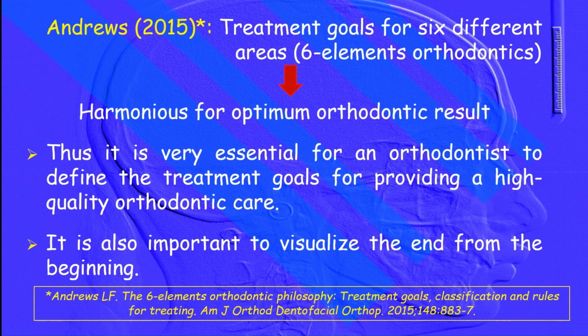In 2015, Andrews introduced 6-element orthodontics, which says that there are 6 different areas in the craniofacial region to be considered in the treatment goals. All 6 of these areas must be normal or in harmony for optimum orthodontic results. In other words, if these 6 different areas are not in harmony, then optimum results cannot be achieved. Thus, it is very essential for an orthodontist to define the treatment goals for providing high-quality orthodontic care.